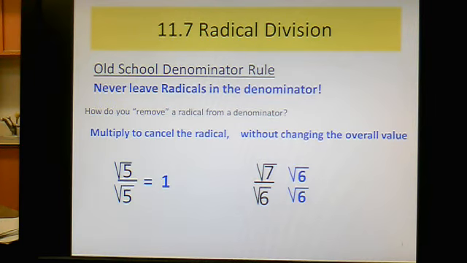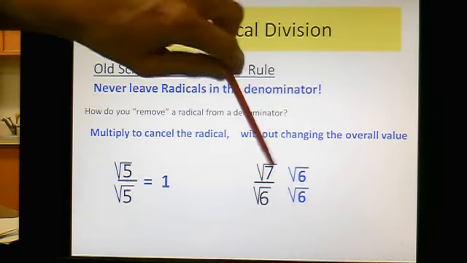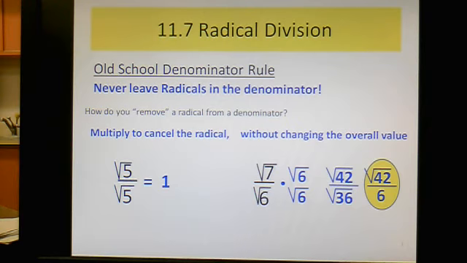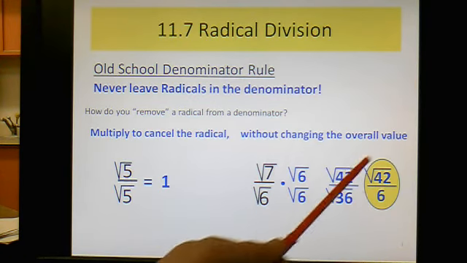So that it doesn't change its value, it just changes what it looks like. So rad 7 times rad 6, you know how to do that from yesterday, is rad 42. And of course the whole point on the bottom, rad 6 times rad 6 is rad 36, but we already know that rad 36 is really just 6. So your simplified answer, or radical in simplest form, for this is rad 42 over 6.